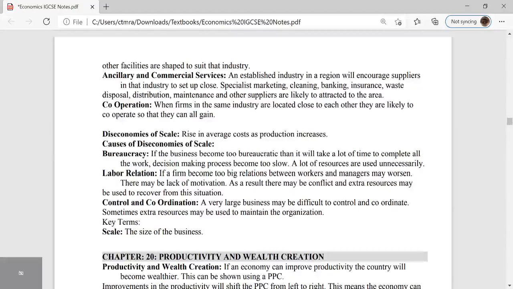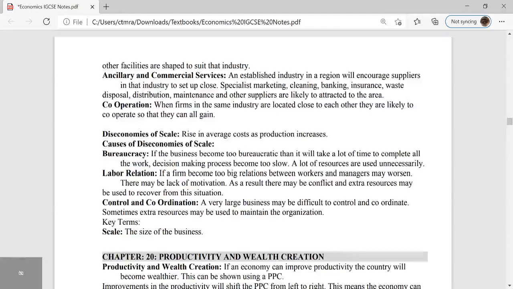And then cooperation. If there is a friendly atmosphere between the suppliers and your customers, you'll receive cooperation, which will again help you to reduce the average cost.